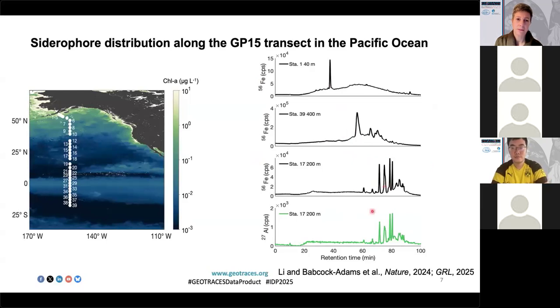Two side notes. Number 1, most of these siderophores we were able to identify are from heterotrophic bacteria, not fungi. Second, not only iron, siderophores could also bind to aluminum, as shown in this green trace for the same sample.